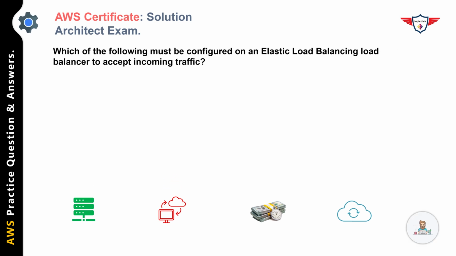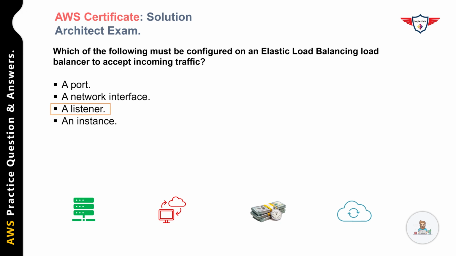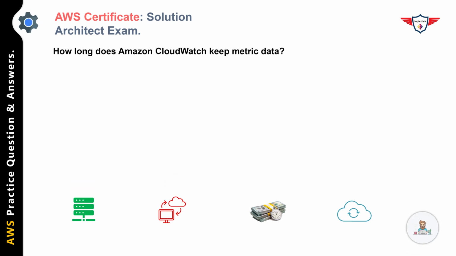Which of the following must be configured on an Elastic Load Balancing load balancer to accept incoming traffic? Your options are a port, a network interface, a listener, and an instance. The correct answer is a listener. You must configure the load balancer to accept incoming traffic by specifying one or more listeners.